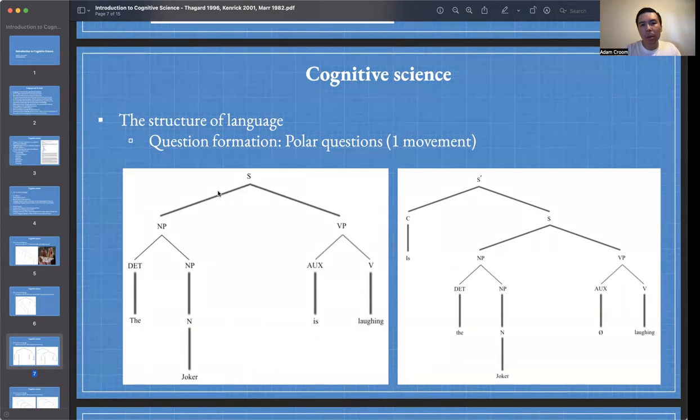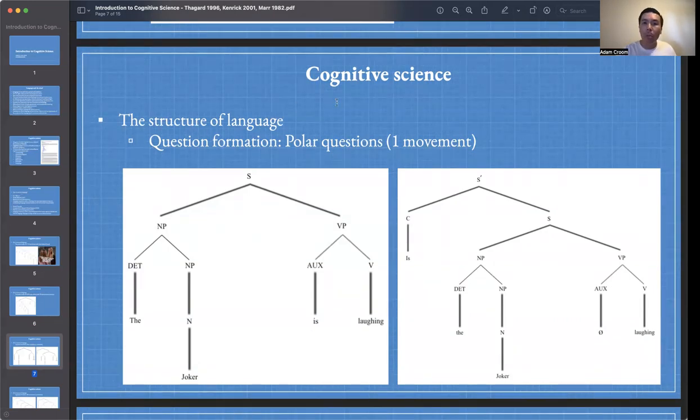So this is the tree structure for "The Joker is laughing." And we have a whole day devoted to syntax, so don't worry if this seems like it's moving a little bit quickly. The goal for today is not to memorize tree diagram structure. That's for another week. Today is just to get an idea that language is not just a linear ordering of stimuli, okay? So another case in which we see the clear rule-like nature of language has to do with question formation.